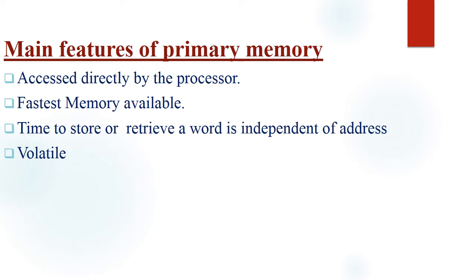Main features of primary memory: it is accessed directly by the processor. It is the fastest memory. Time to store or retrieve a word is independent of address. It means अगर हमने अपने मेमोरी में कुछ डेटा स्टोर किया तो उसकी पहले बिट और आखिरी बिट का जो एक्सेस टाइम होगा वो सेम होगा.